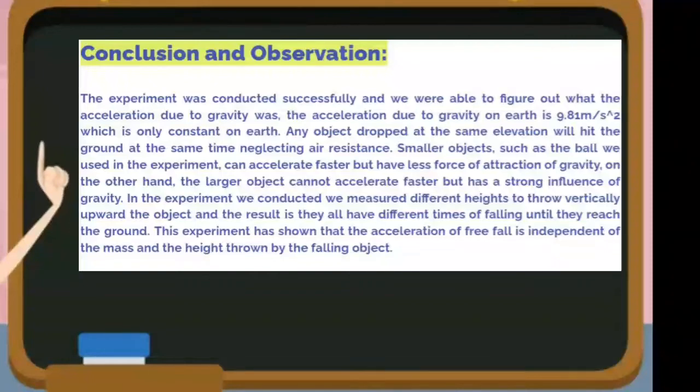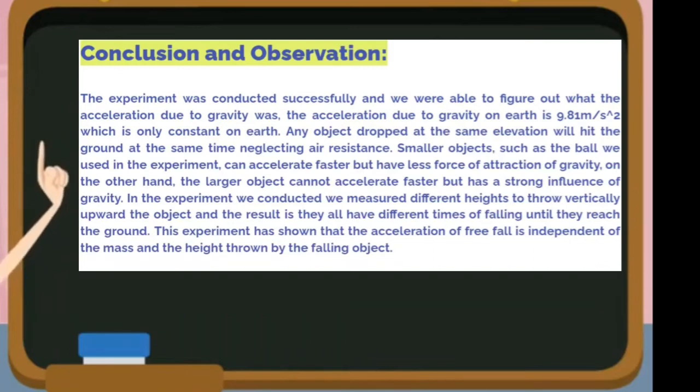Our conclusion and observation: the experiment was conducted successfully and we were able to figure out what the acceleration due to gravity was. The acceleration due to gravity on Earth is 9.81 meters per second squared, which is only constant on Earth. Any object dropped at the same elevation will hit the ground at the same time, neglecting air resistance. Smaller objects such as the ball we used in the experiment can accelerate faster but have less force of attraction of gravity. On the other hand, the larger object cannot accelerate faster but has a strong influence of gravity.